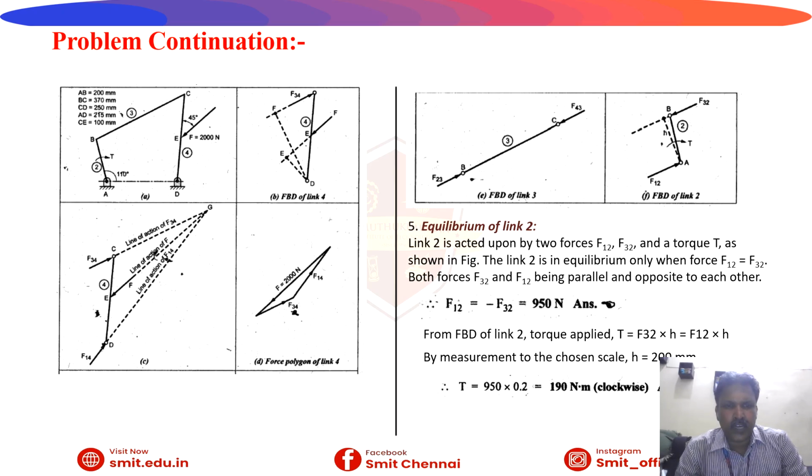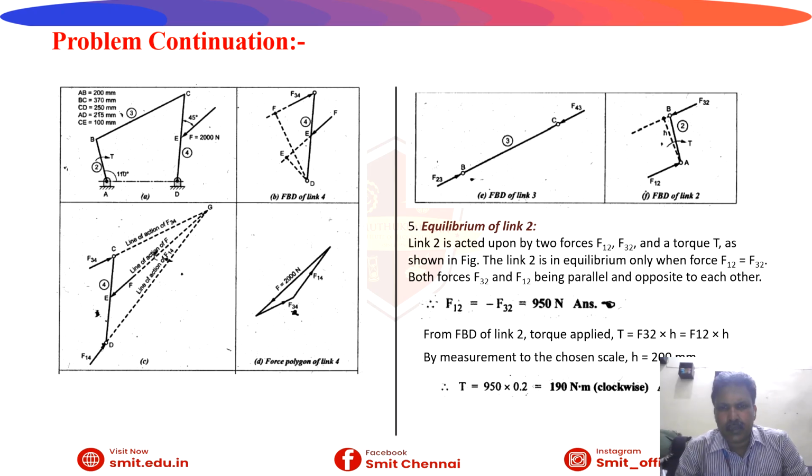The same thing we are drawing in C, we can see here the alphabet C. We are going to draw again for link 4. We can see here point D is there, now point C. The lines of action of F34 and F14 and the force meet at one point, that is G. Then the force polygon we have drawn here in the alphabet D.